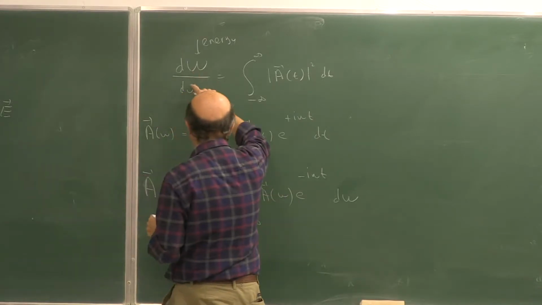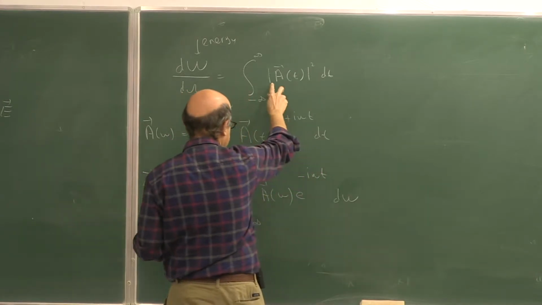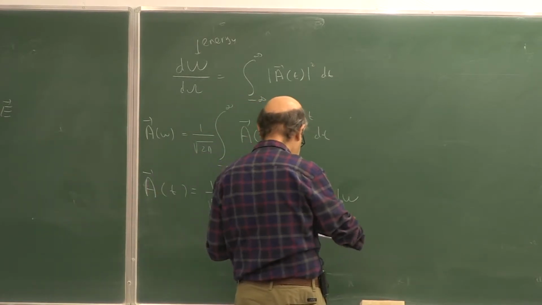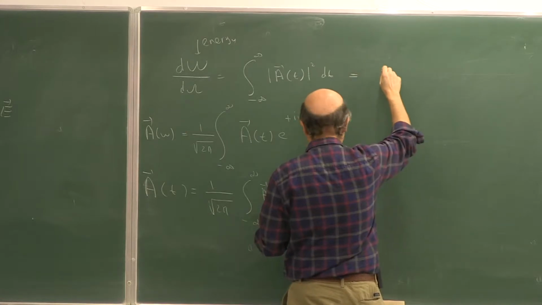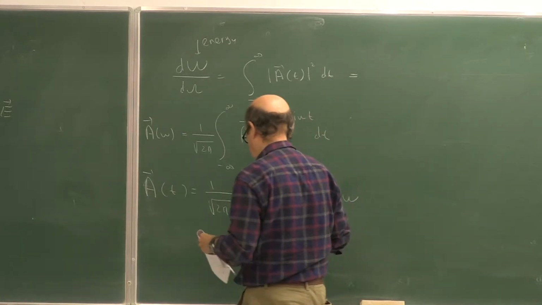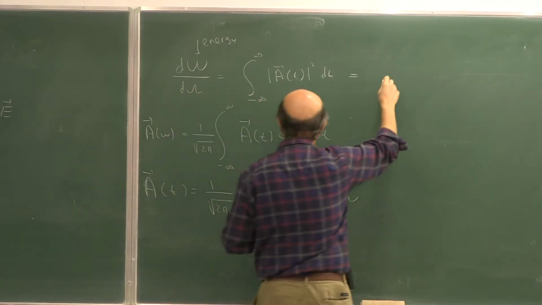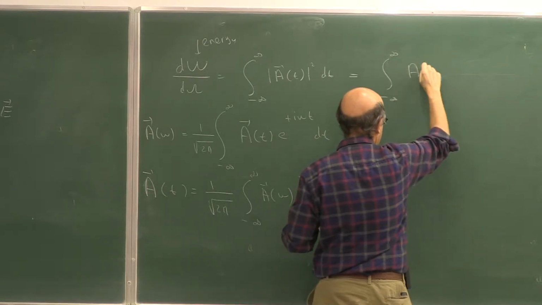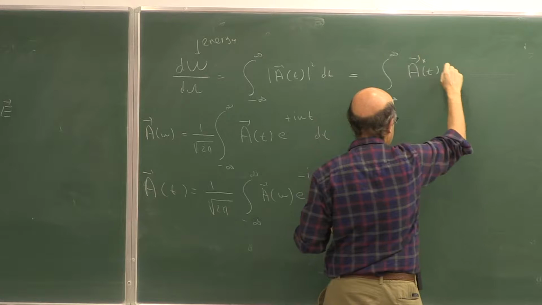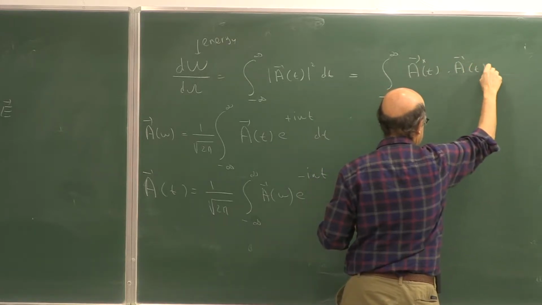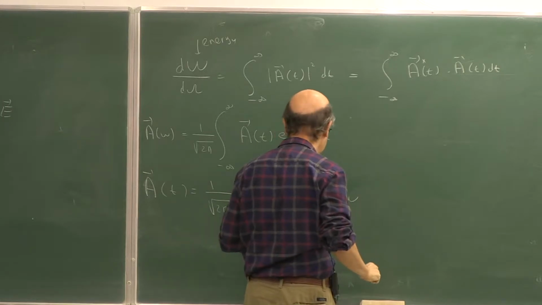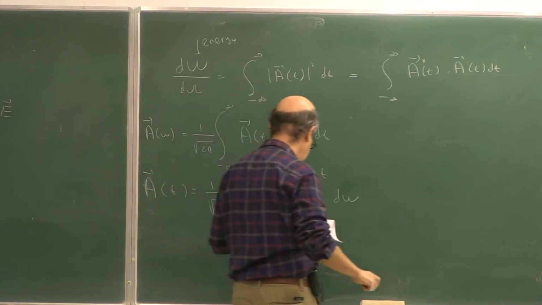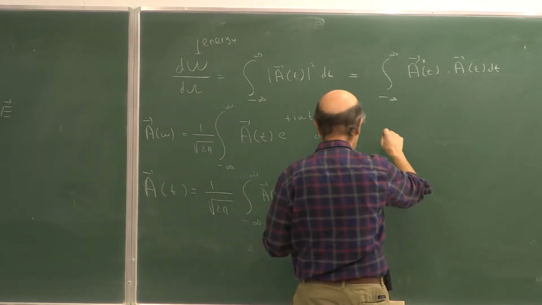So the energy emitted per solid angle is the magnitude of A squared integrated over all the time intervals. Then you can write this in the following form: from minus infinity to plus infinity, A of t complex conjugate dot A of t, integrated over all time intervals. And if you take this and plug it there, you will have the following.